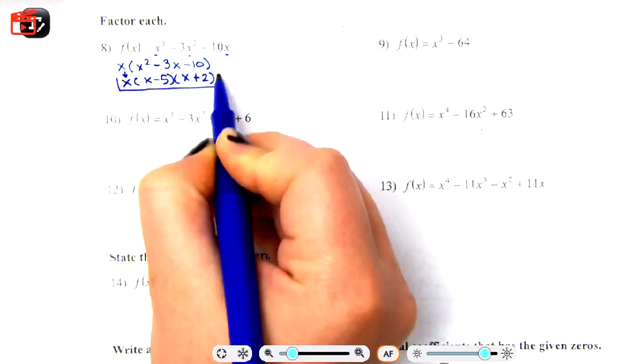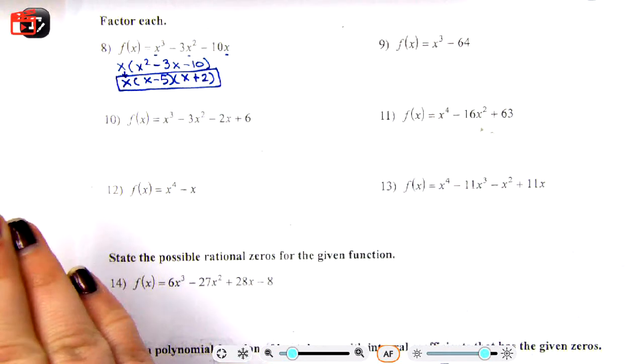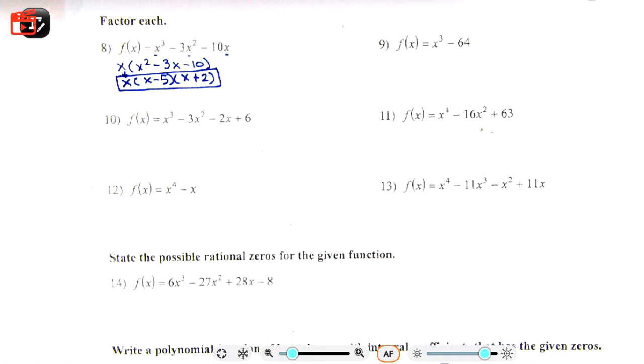And we're not trying to find zeros. We're not doing anything fancy. We're just trying to factor into the simplest terms. So we have x, x minus 5, x plus 2. Remember to always check. If the exponent is 1, you're done. If the exponent is not 1, you must ask yourself if you can factor further. Okay, let's move on to number 9.